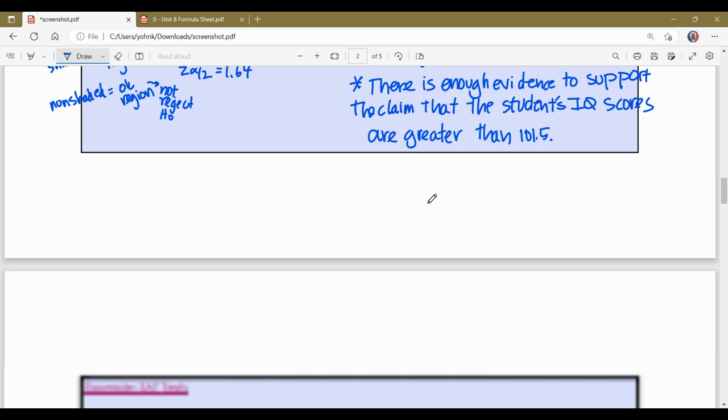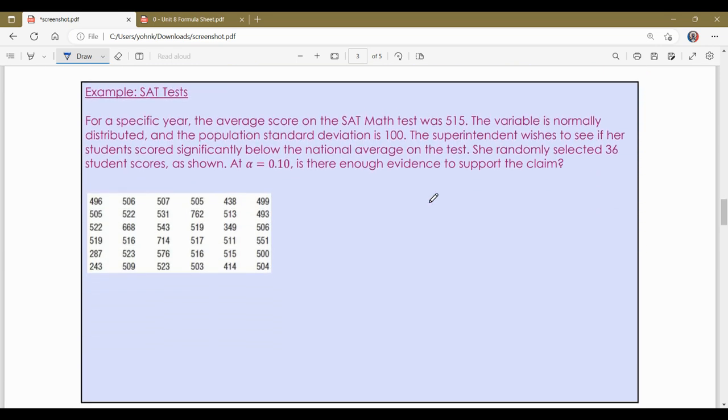All right, let's take a look at the next one. This one is about SAT tests. So for a specific year, the average score on the SAT math test was 515. The variable is normally distributed and the population standard deviation is 100. The superintendent wishes to see if her students scored significantly below the national average on the test. She randomly selected 36 student scores as shown. At alpha equals 0.10, is there enough evidence to support the claim?